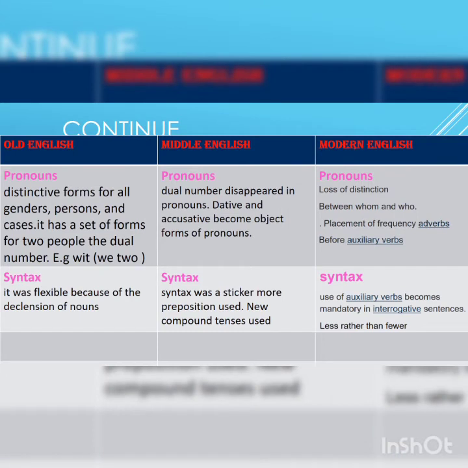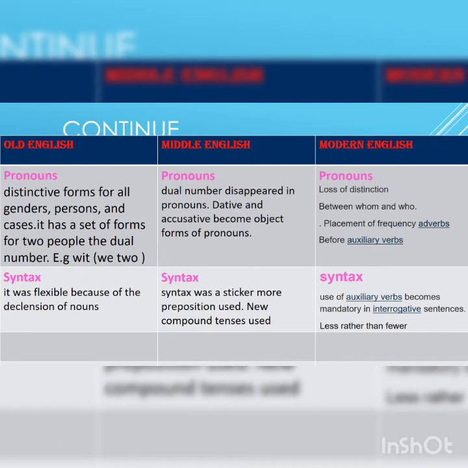The difference of pronouns. In Old English, pronouns have distinctive forms for all genders, persons, and cases. It has a set of forms for two people, the dual number, for example, wit is used for we two. However, in Middle English, the dual number disappeared in pronouns. Dative and accusative became object forms of pronouns, and in Modern English, pronouns lost the distinction between who and whom. The placement of frequency adverbs is before auxiliary verbs.